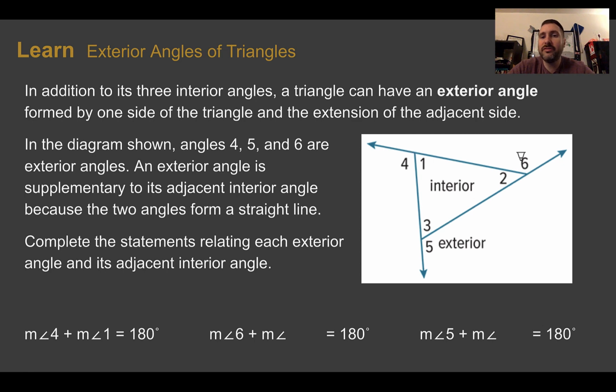So in our diagram here, 4, 5, and 6 are exterior angles, and they are supplementary to the adjacent angle because the two make a straight line. So 1 and 4 here make that straight line, so that's 180 degrees. And that is going to be a very helpful fact. So angles 1 plus 4 is equal to 180 degrees. They are supplementary. So angle 6 and angle 2 are going to be supplementary, add to 180. And then angle 3 and angle 5 are going to be supplementary. So the exterior and interior pairs will make 180 degrees.